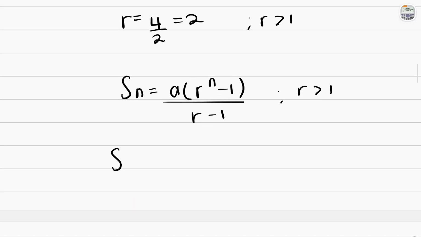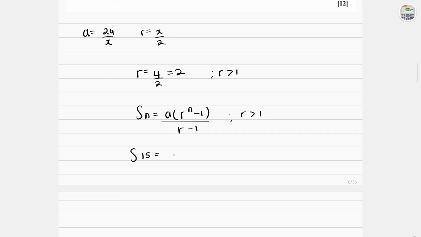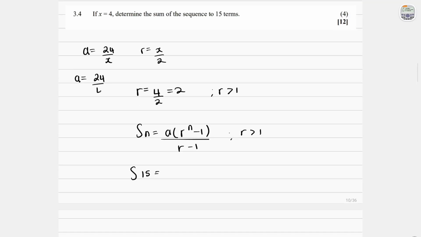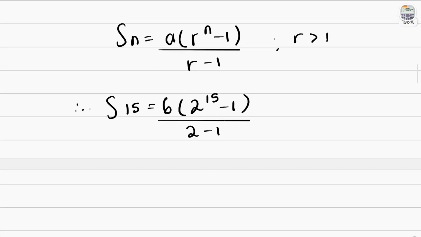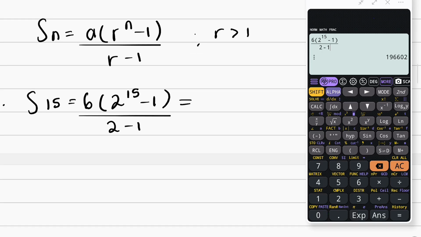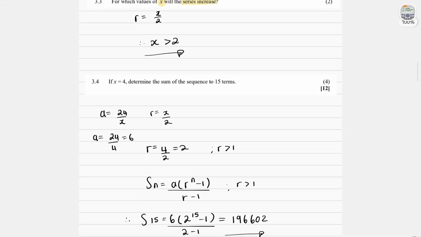So the sum of how many terms do we have? 15 terms. So the sum of 15 terms is equal to a, which we should have found already. This is 24 over 4, which is equal to 6. So 6 multiplied by r, which is 2, raised to the power of 15, minus 1, over 2 minus 1. So let's just substitute and find the value. And we finally get the sum of 15 terms is 196,602. And that is our answer. So that is it for question 3.